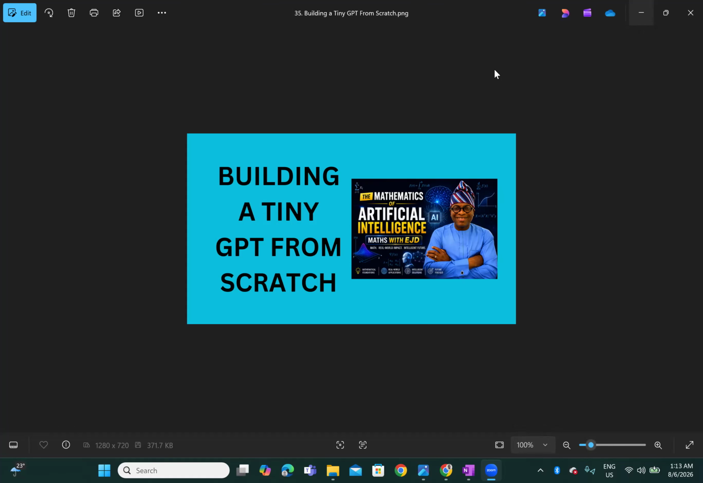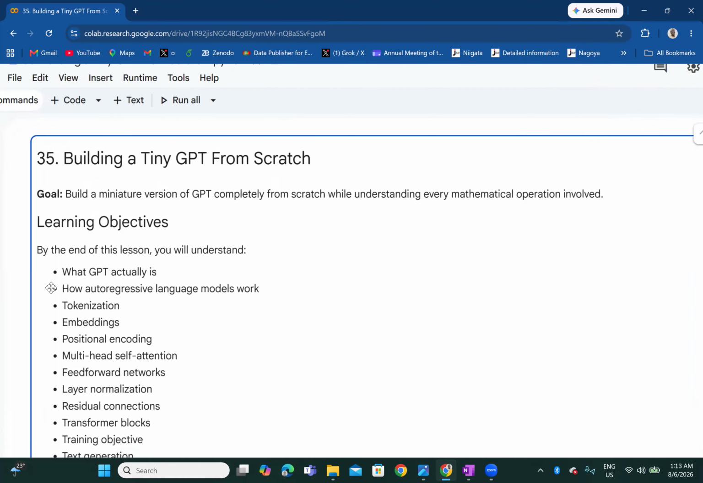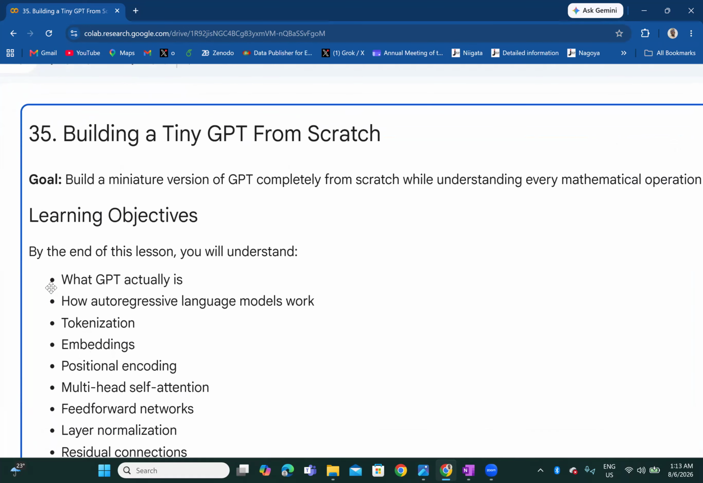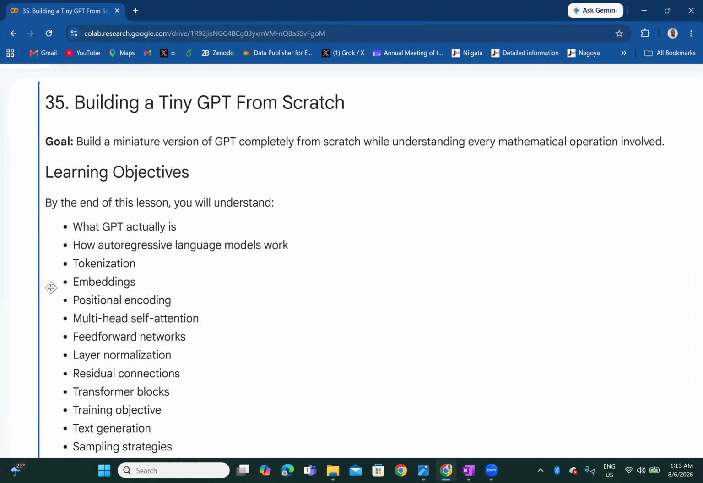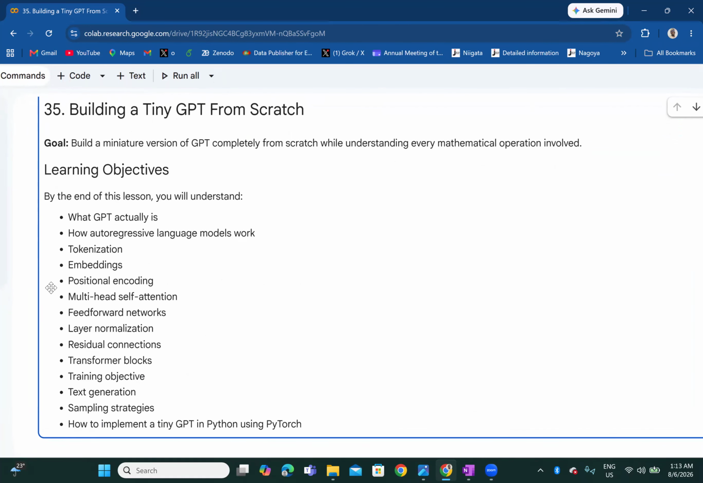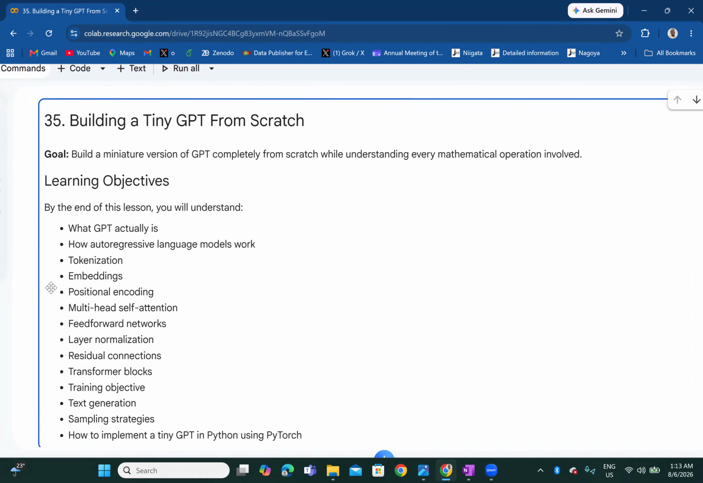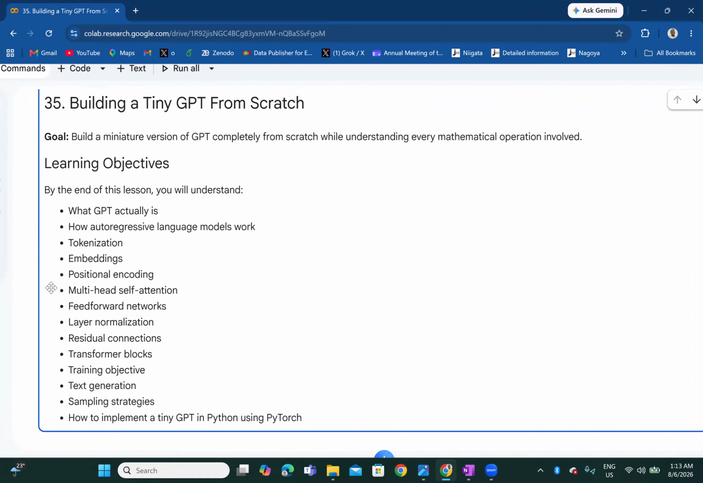Let's build a tiny GPT from scratch. Of course, you know about ChatGPT. So that acronym, GPT, is what we are considering right now: building a tiny GPT from scratch. Our goal here is to build a miniature version of GPT completely from scratch while understanding every mathematical operation involved.